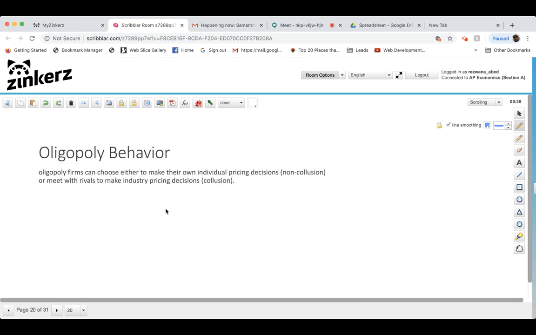All right. So, behavior of oligopoly. Oligopoly firms can choose to make their own individual pricing decisions, which is known as non-collusion. Or they can also meet with their rivals to make pricing decisions, and we call that collusion. So collusion and non-collusion are the two ways that an oligopoly can make their pricing decisions. So let's see what those two are.